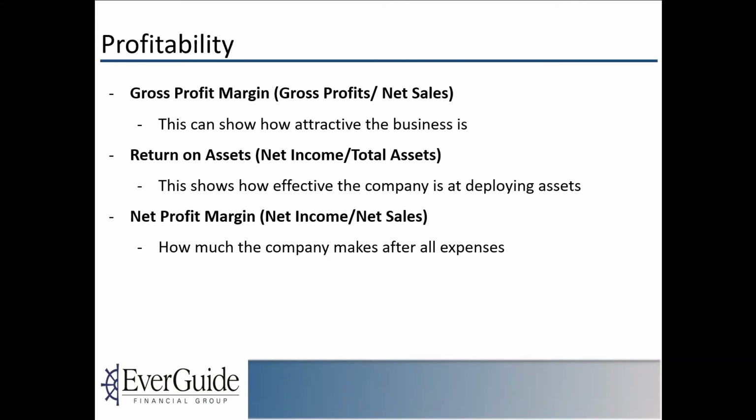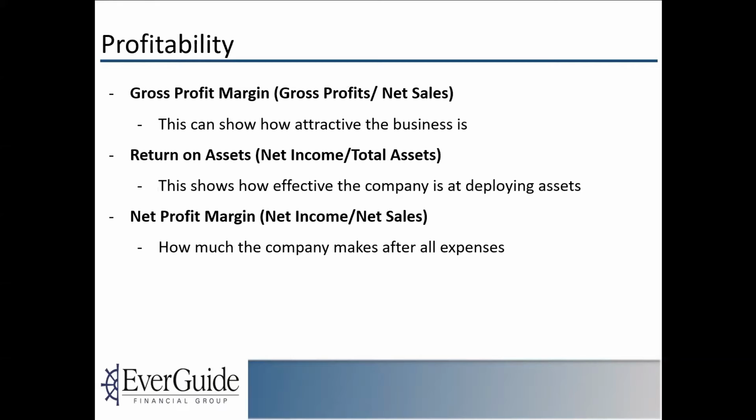So we'll start with profitability. Here are just a few different ratios that you want to look at. The first one is gross profit margin, which is basically just gross profits divided by net sales. And this shows how attractive a business is. You could have a business with an 80% gross profit margin, or one with a 50% gross profit margin. Obviously, the ones that have the higher profit margin are more attractive.